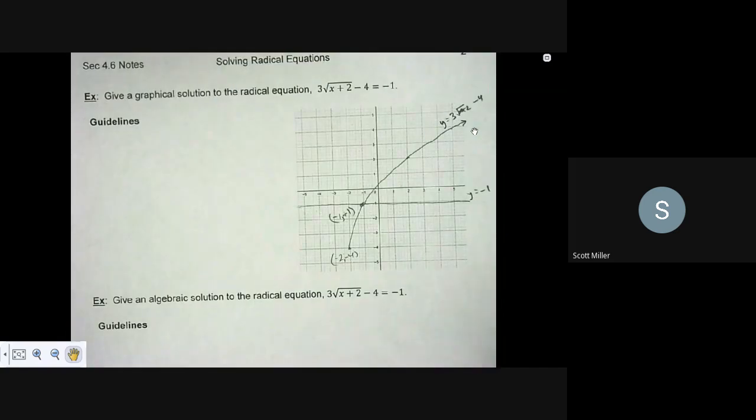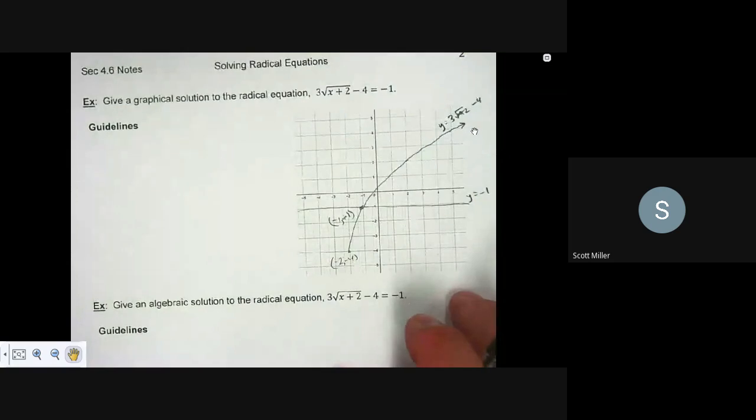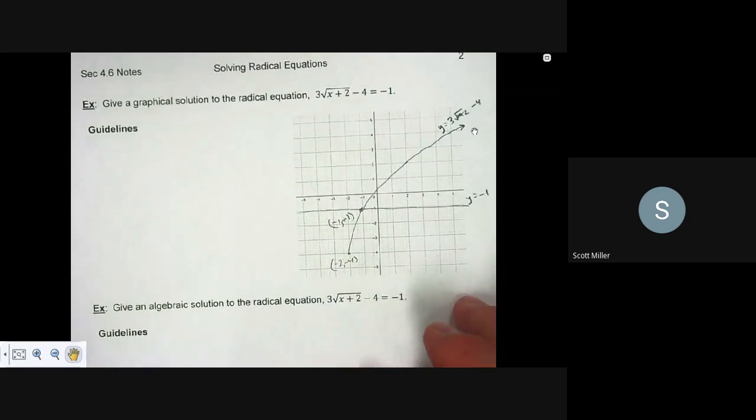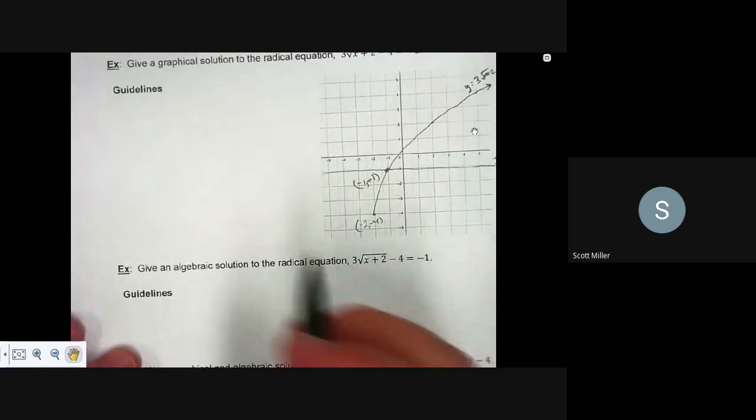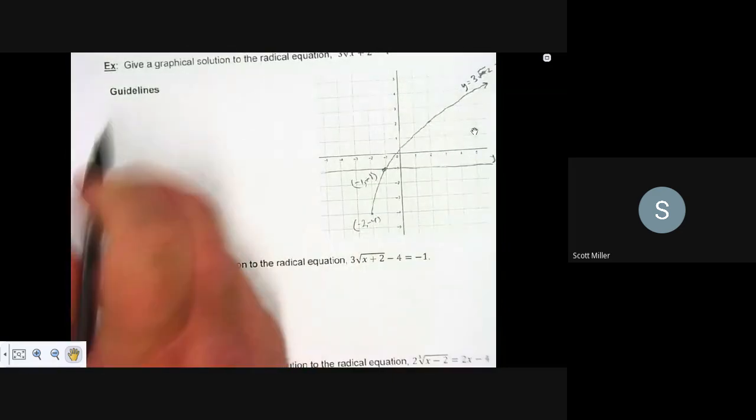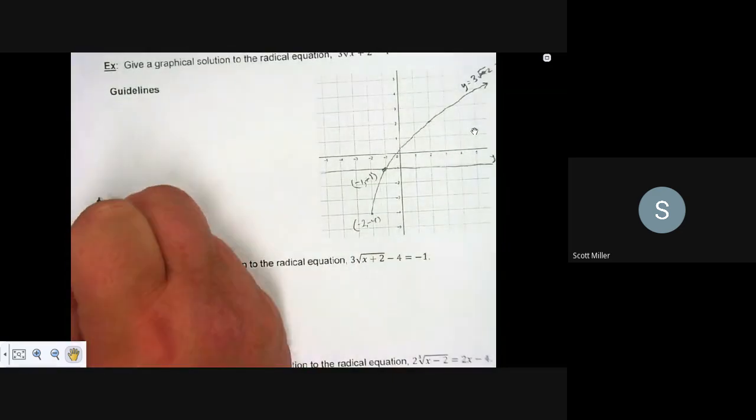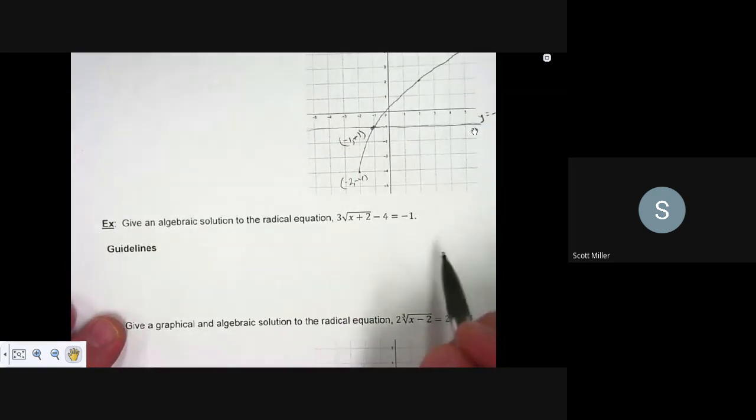Algebraically, though, what do I need to do? How do I solve this? Okay, what are the guidelines I need to follow? Let's do some guidelines here. And I'll show you what I had written out over here. So the guidelines are basically this, and I'll talk about it, and then I'll let you see it in the video.